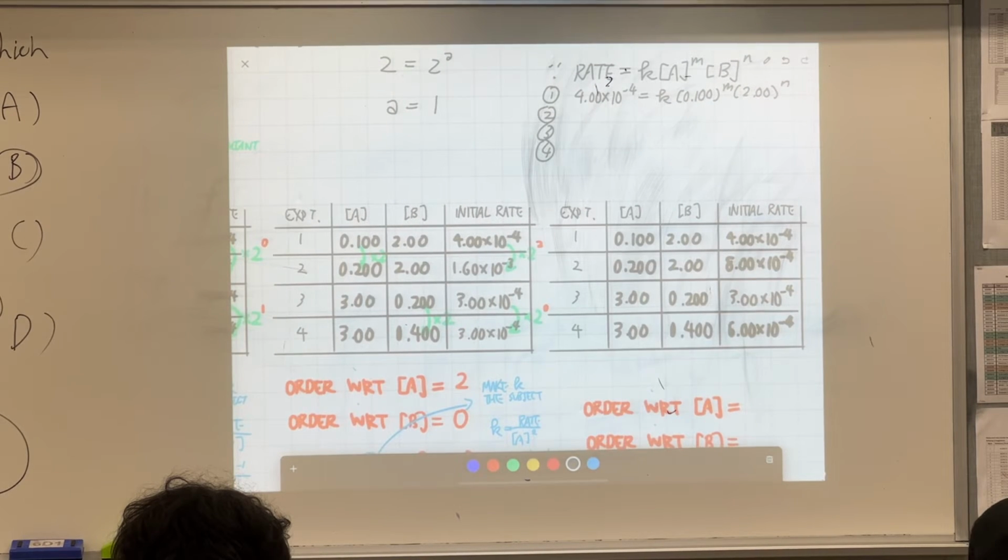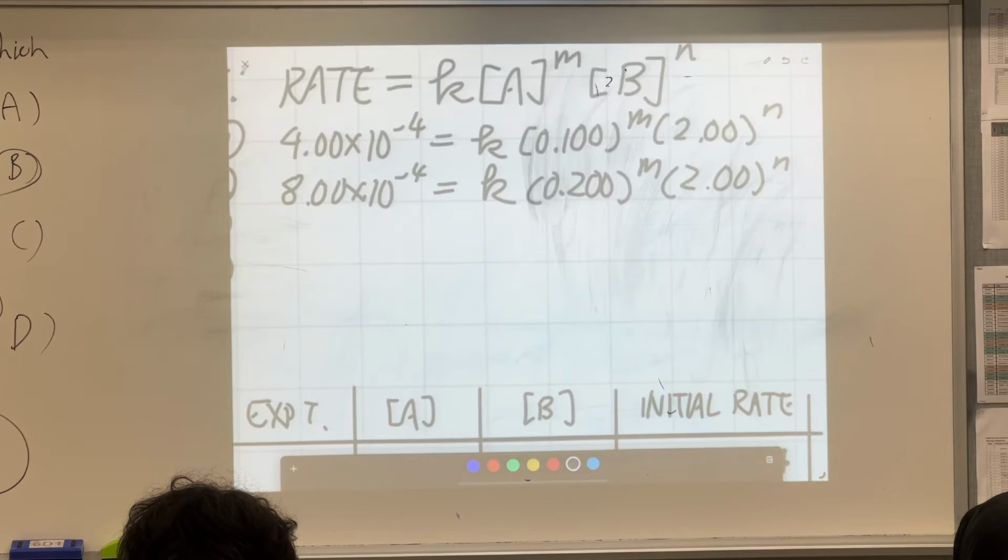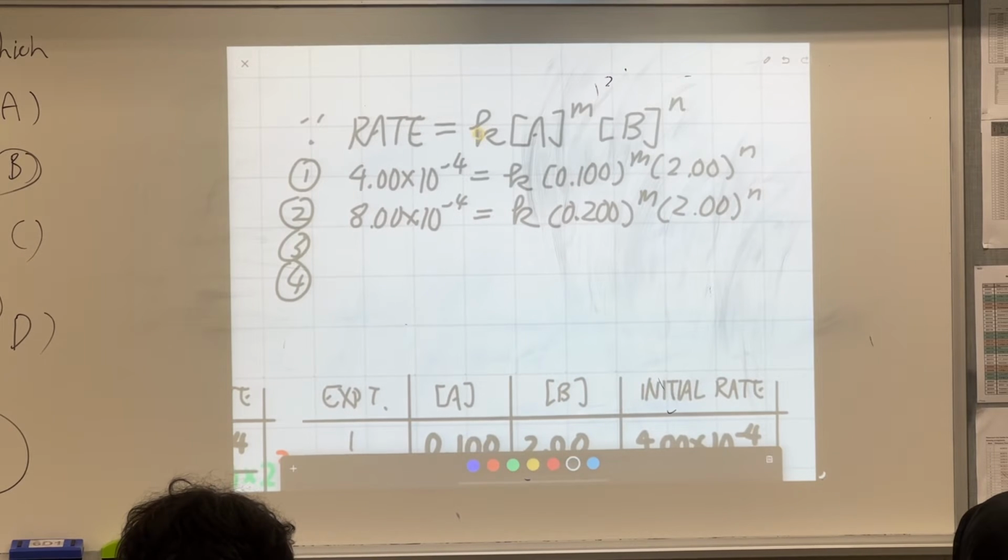This also explains why you need to keep one of the reactant concentrations unchanged. Why do we need to do that? Because if you don't, you will not be able to eliminate the other unknowns, right? So when you have these two equations, what can you do to solve for m? Use log. Well, before we use log, we divide it, right?